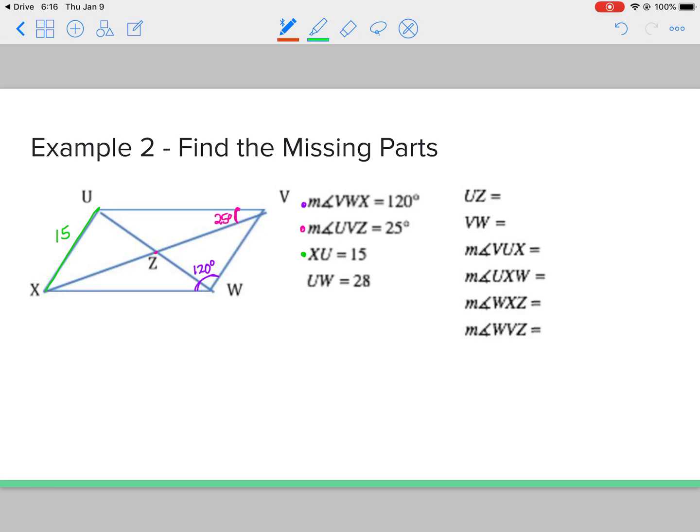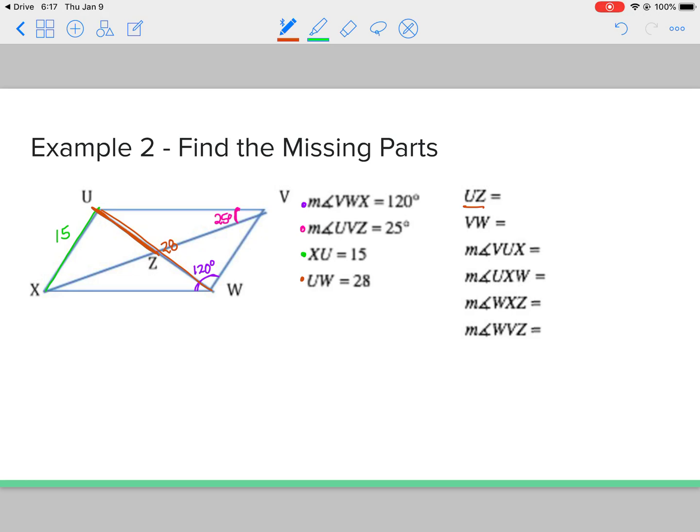So UW, this entire diagonal, is 28. All right, so let's look at what pieces we're trying to find and what we're going to use to help us figure that out. The first thing that we need to try to find is segment UZ. So UZ is a piece of this diagonal here, and the entire diagonal is 28.